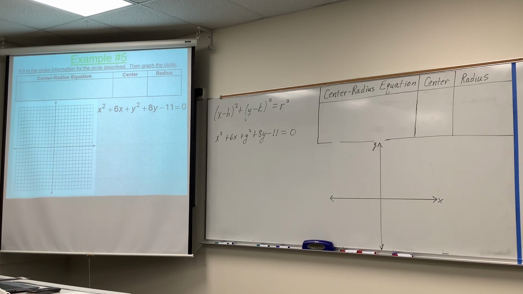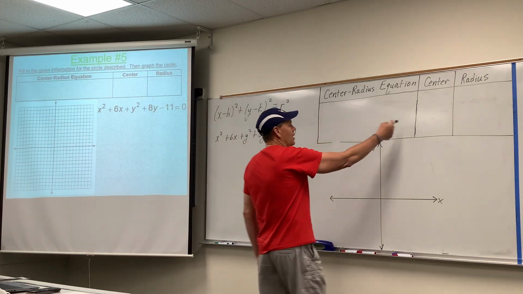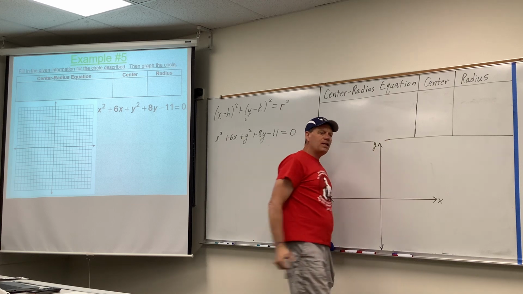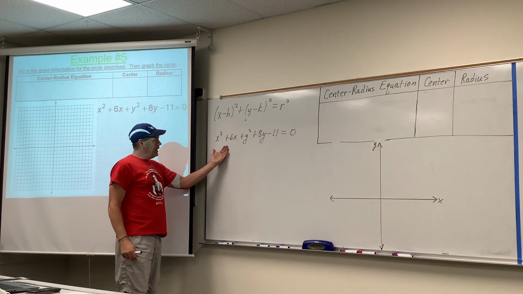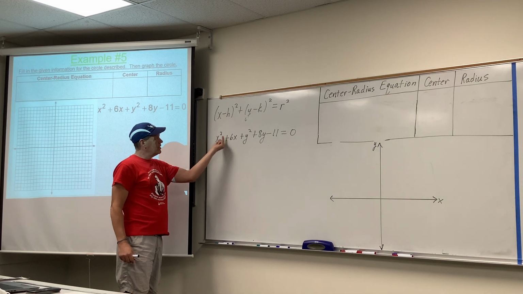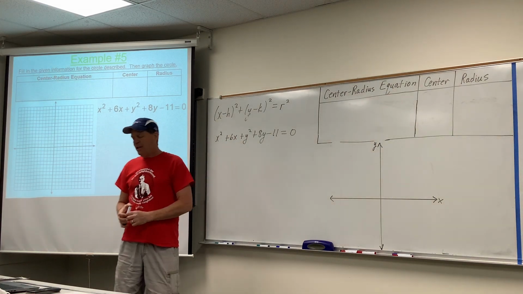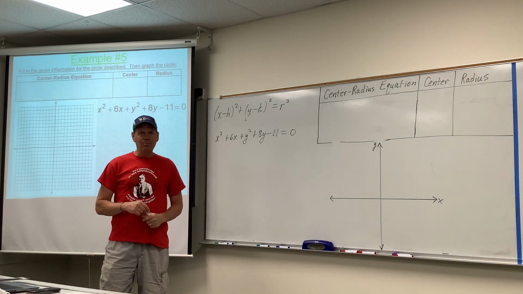Here we go. We're ready for example number 5 on circles. Notice this time we're not given the equation, the center, or the radius. We're given an equation, and the first thing is that the x and the y are both squared, which is one of the characteristics of a circle. There's other things, but don't worry about it. We'll just keep it simple here.